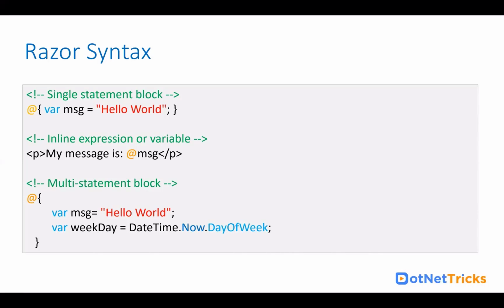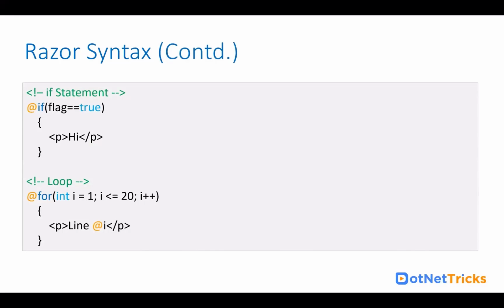And here I'm accessing a multi-statement block. Those we also access by wrapping the code within curly braces. So this is the Razor syntax. And the same if you want to use an if statement. In the if statement, I can use a paragraph, a div, a table, anything. But that paragraph, div, or table is going to be rendered based upon the condition. If the flag value is true, it will render that paragraph. If the flag value is false, it will not render that paragraph here.